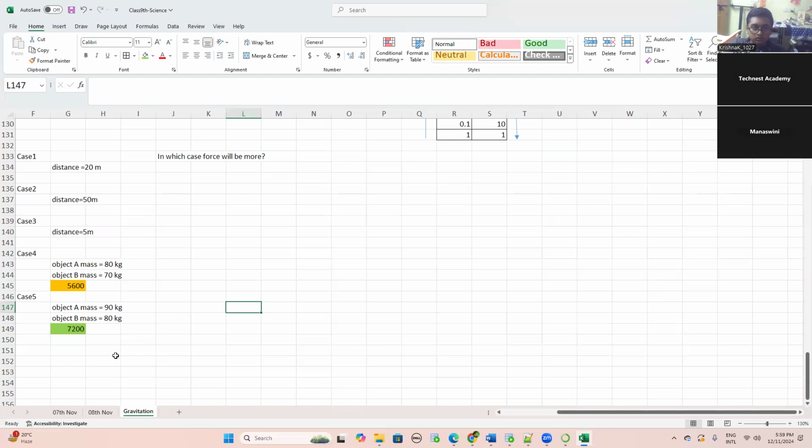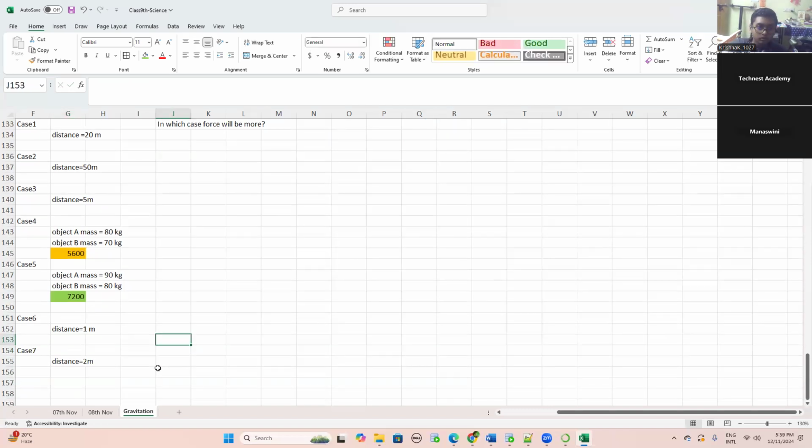Okay. Next scenario. Case 6, distance is 1 meter. Case 7, distance is 2 meters. In which case will force be more, 6 or 7? Sir, in case 6. Why? Sir, because distance is inversely proportional to force. If distance is less, the force will be more. You have to say force is inversely proportional to distance.